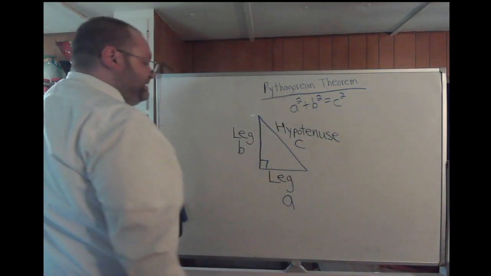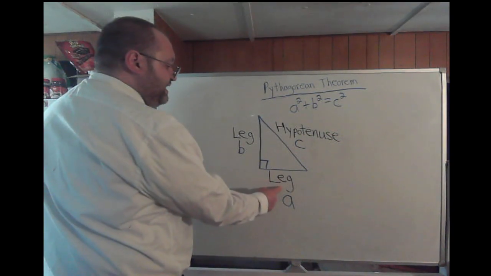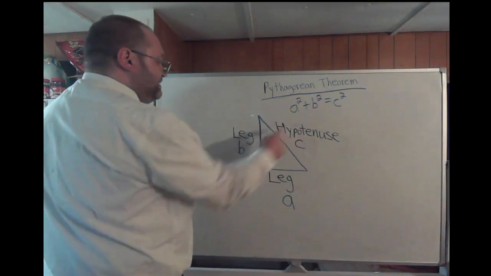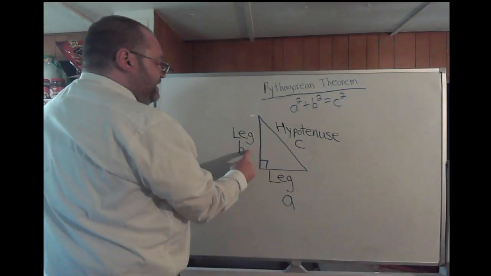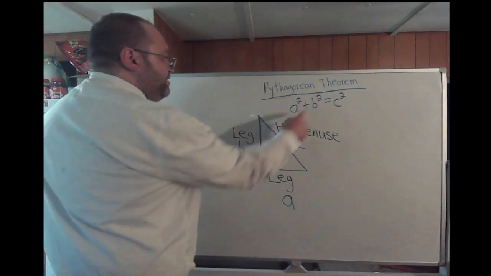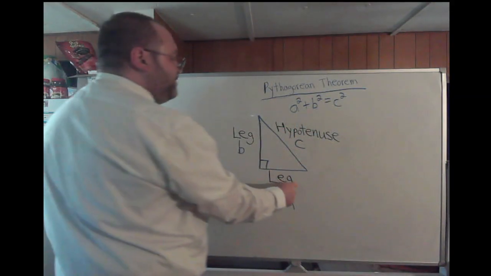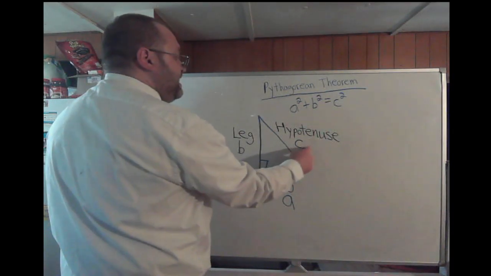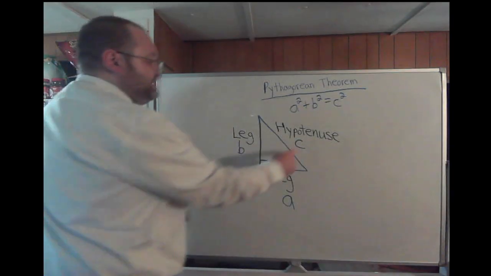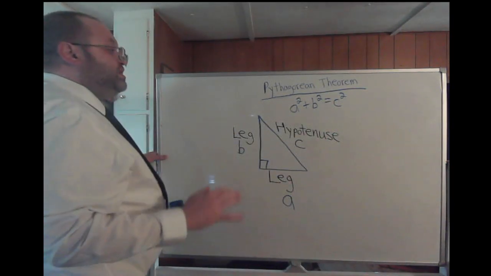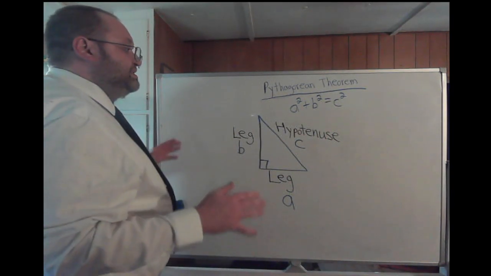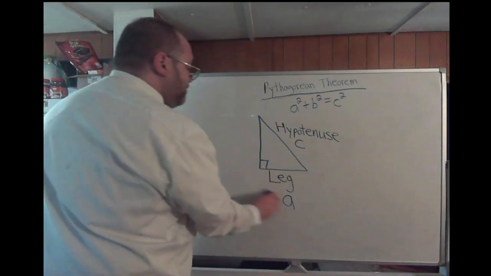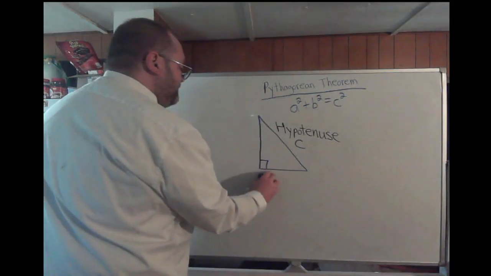Well, the idea is if you take the length of one of the legs, A, raise it to the second power, plus the length of another leg, call that length B, raise that to the second power, so far you have A squared plus B squared. You can set that equal to the length of the hypotenuse to the second power, which would be C squared. You can use this to solve for missing sides of a right triangle. So we will get started with our very first example here.